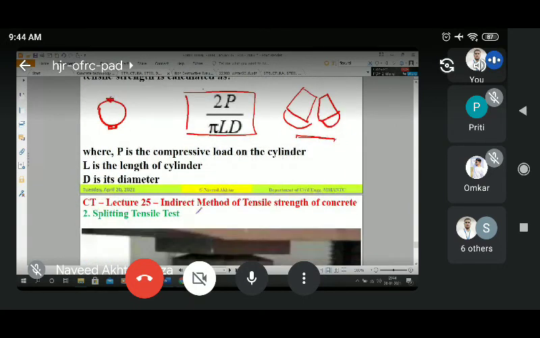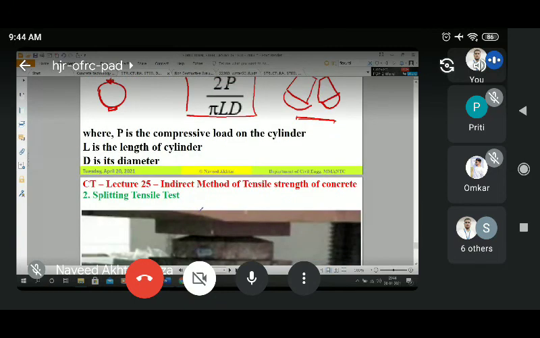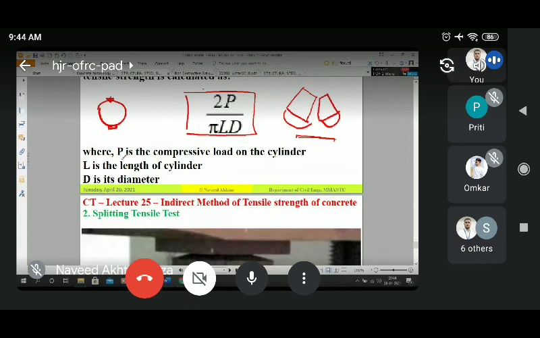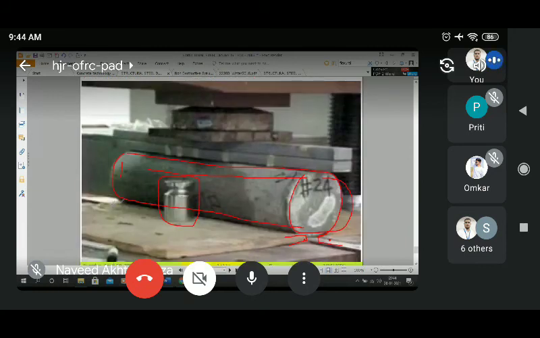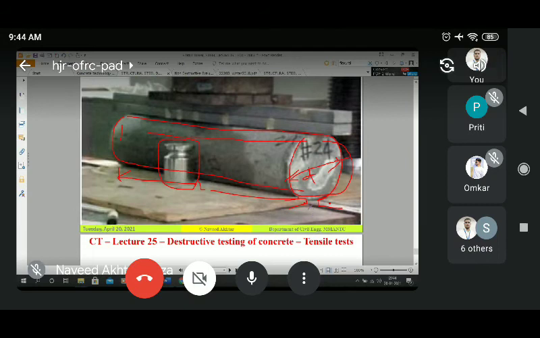These are destructive tests. We have seen the direct method, but there is the problem of gripping and holding the specimen. For the indirect method, we have seen two methods, both destructive: the splitting tensile test and the flexural test. In the splitting tensile test, P is the compressive load on the cylinder, L is the length of the cylinder, and D is the diameter. So this is the test setup of the splitting tensile strength.